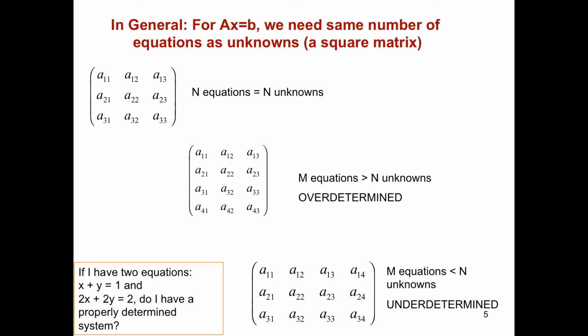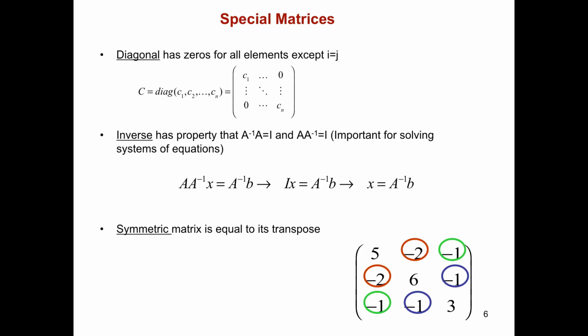So these two lines do not intersect. They're actually the same here, but they could also be parallel. So in that case, they will not have a solution. Okay. So here are some special systems.